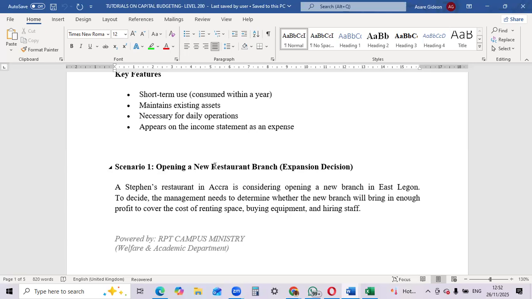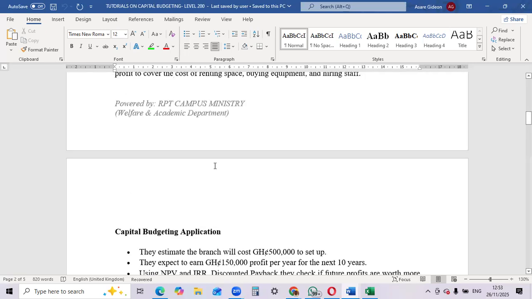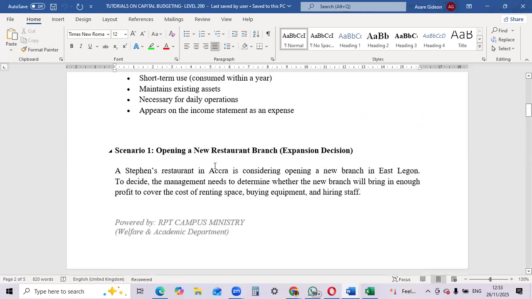So scenario one, we are looking at opening a new restaurant branch, an expansion decision. That is about you trying to expand your restaurant, right? So we are saying that the Stevens Restaurant in Accra is considering opening a new branch in East Legon. To decide, the management needs to determine whether the new branch will bring in enough profit to cover the cost of renting space, buying equipment, and hiring staff. Are you together? So basically, we want to open a new branch. We already have existing branches. Now we want to enter the East Legon market.